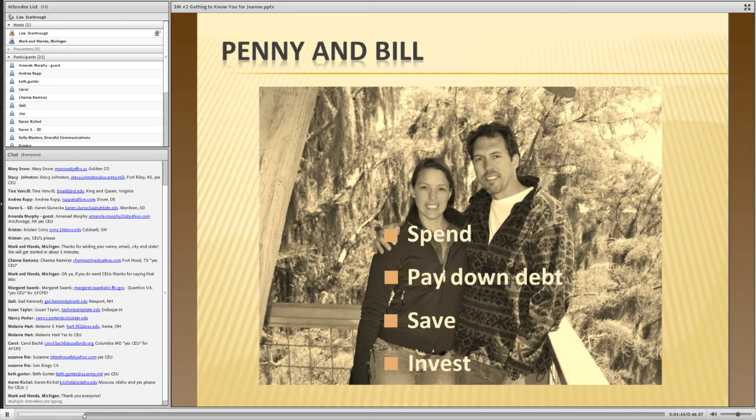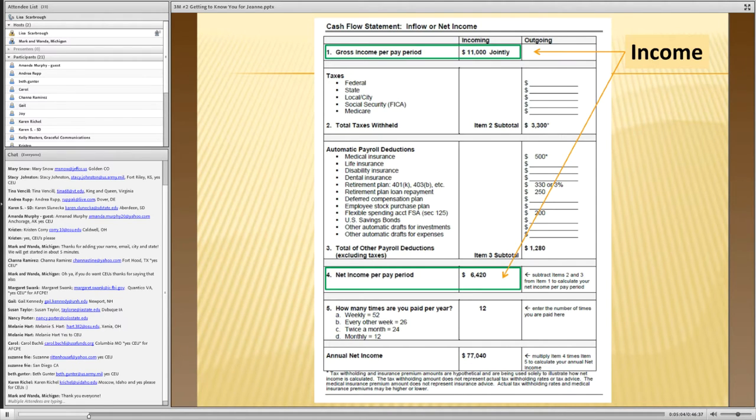All right, let's take a look at Bill and Penny. Here they are, the good-looking couple, and as we learned in part 1, Know the Flow, there are 4 basic things outside of gifting your money away that you can do with your money. You can spend it, you can pay down debt, you can save it, and you can invest it. Well, so too with Bill and Penny.